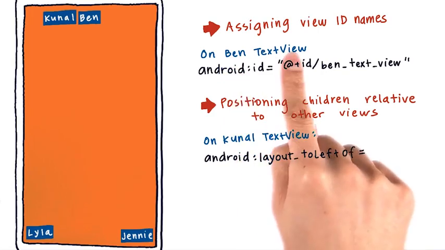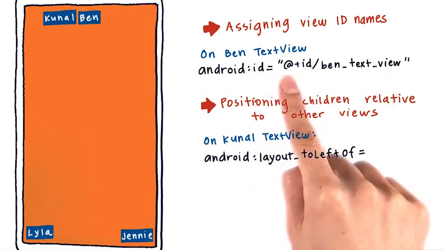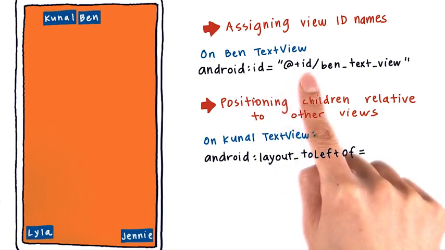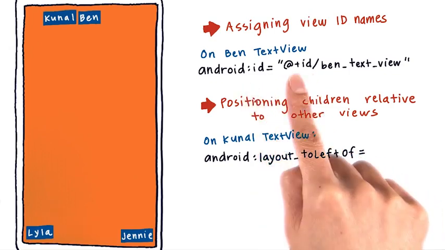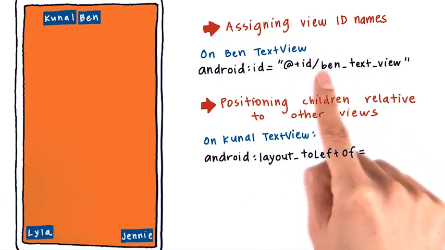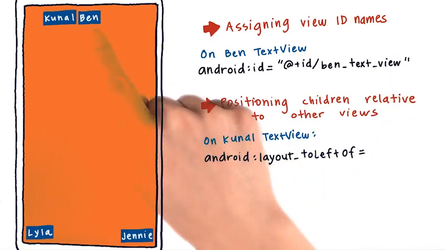So on the Ben text view, we can add this attribute android:id. The value of it is the ID name. The format starts with an @ symbol. @ refers to a resource in our Android app. We've also seen this @ symbol for referring to images in our app, for example, @drawable. Then we specify the resource type. In this case, the resource type is an ID. We also add the plus symbol, because this is the first time we're declaring this ID. Then we have a slash, and then we have the name of the view. This is the name that we chose for the Ben text view.